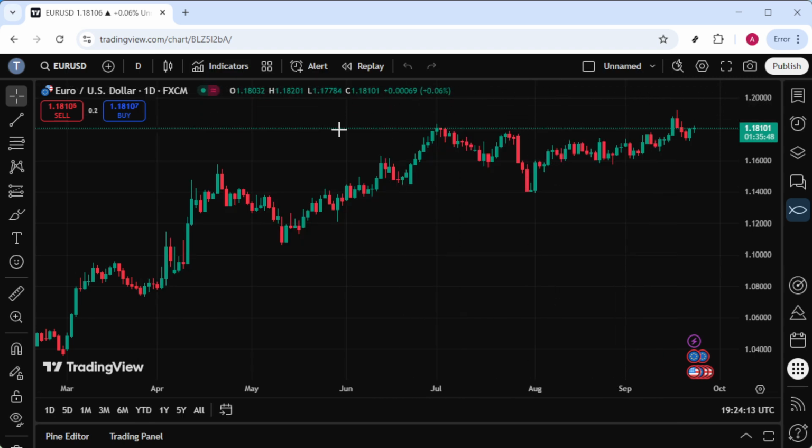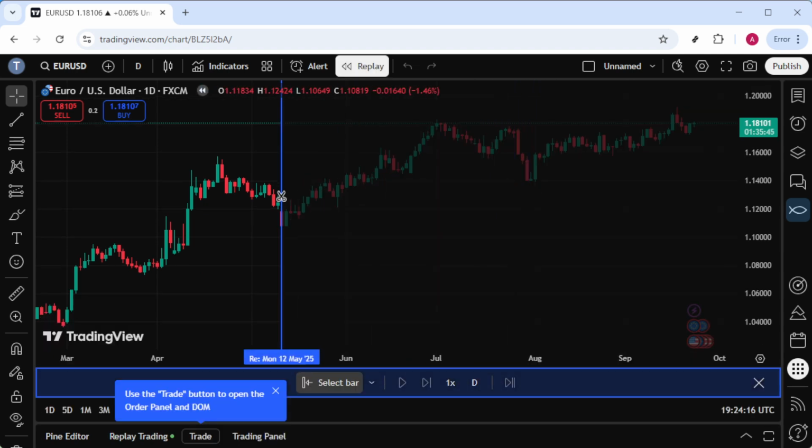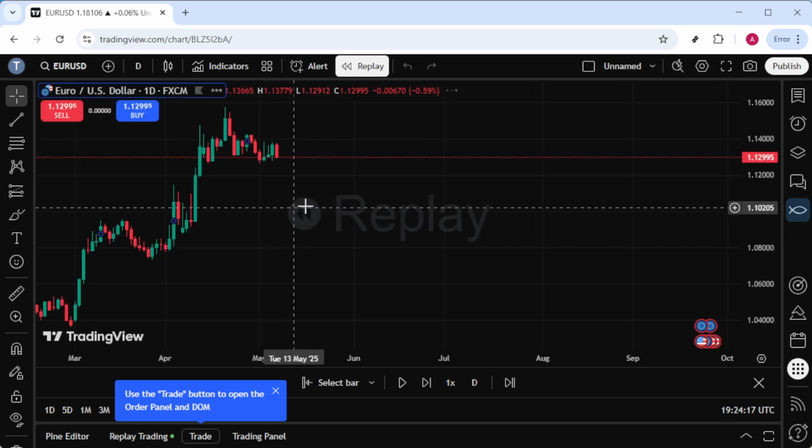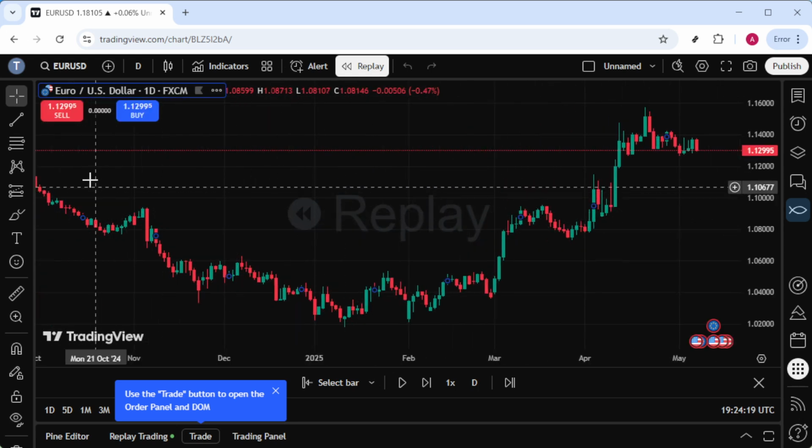Something else you can practice with is the replay function. This is a fantastic tool for revisiting past market conditions and testing strategies as if in a live environment. You can simulate different scenarios to see how your strategies perform over time, adding a layer of preparedness to your trading practice.